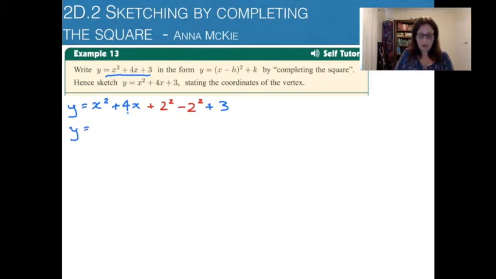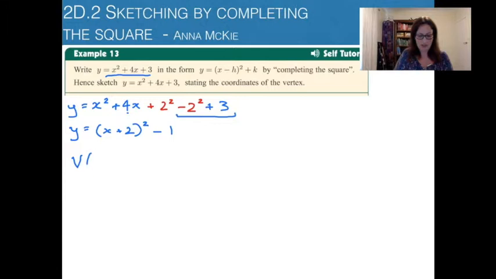Now it's always best not to work out that 2 squared, leave it as the 2, because that helps us when we come to complete the square, so to speak, because we have x plus that 2 number. To work out the constant on the end, you work out that, so -4 plus 3 is -1. So that's now in the form that we need. Go back to the question, read what it asks. It says, hence sketch it and state the coordinates of the vertex.